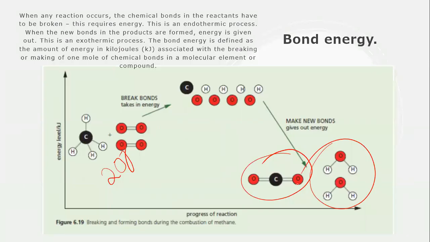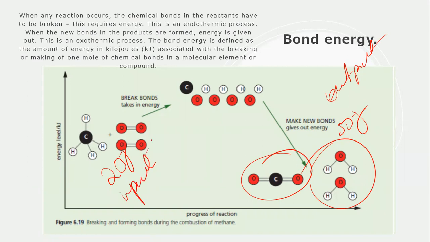So in an exothermic reaction, basically what ends up happening is that the energy being released from making the bonds is more than the energy we have to give to break the bonds. So the energy output that we are getting from making the new bonds is greater than our energy input, and input is what? When we provide energy to break the bonds.